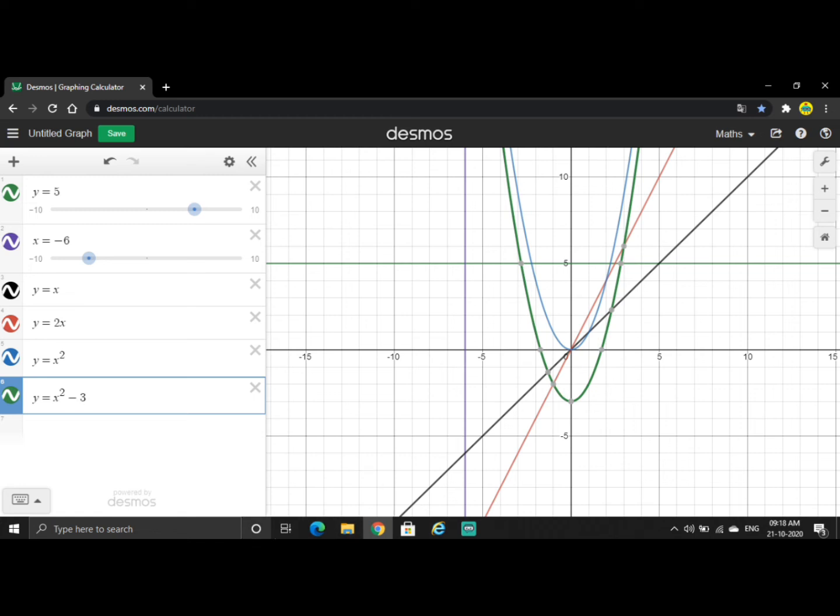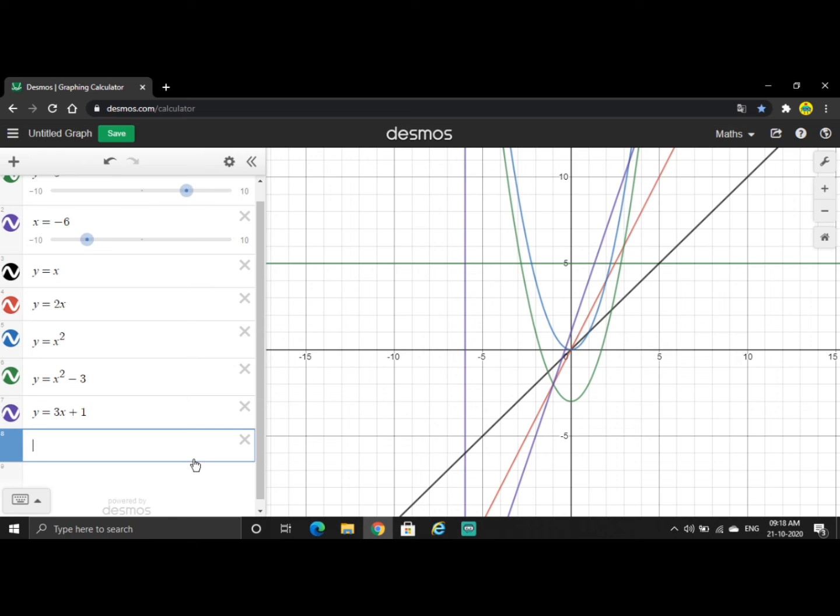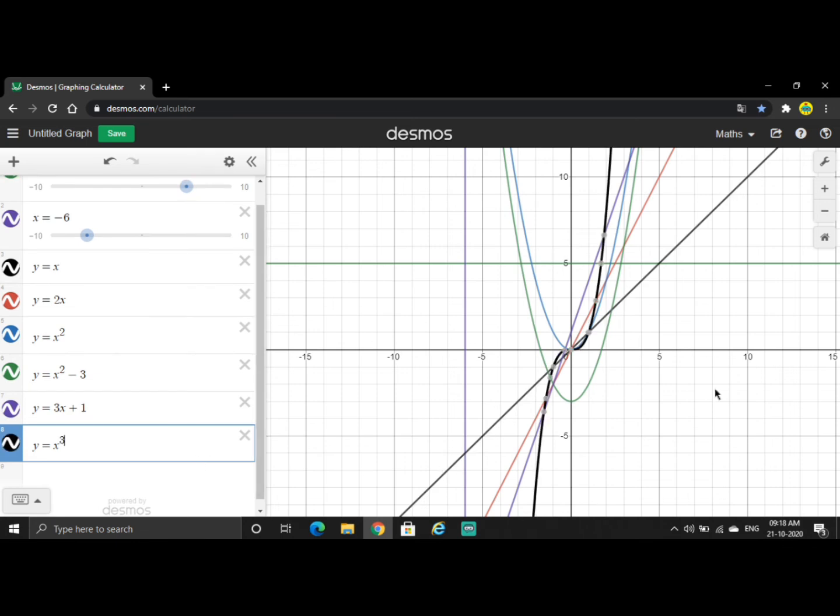Okay, then I asked you: locate all the points whose ordinate is 1 more than thrice the abscissa. That means y equals 3x plus 1. So here you can see the purple line telling us that. Okay. And I gave you one more, that was y equals x raised to power 3, and this is the black line.